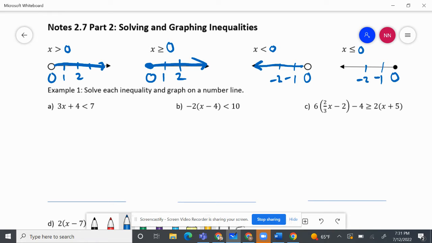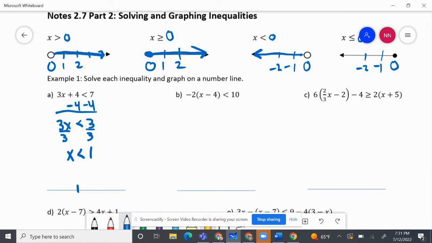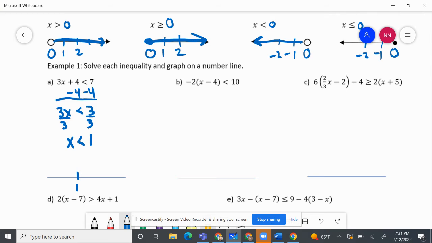So let's solve these. Our first one, we have 3x plus 4 is less than 7. We're going to subtract the 4, and we get 3x is less than 3. We divide it by 3, and we have x is less than 1. So on our number line, what we have is 1 is in the middle.